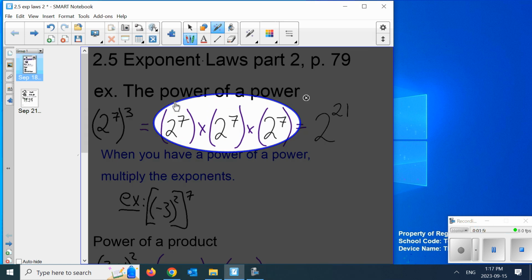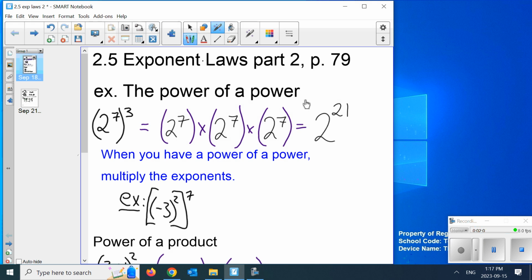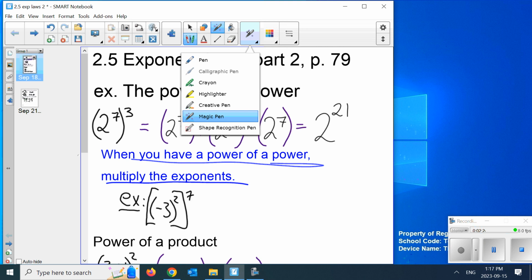But then let's look back without doing that middle stuff ever again. How can I look at this and come up with this answer? When there's a power of a power, multiply the exponents. 100%. So, knowing that, can you do the example below?